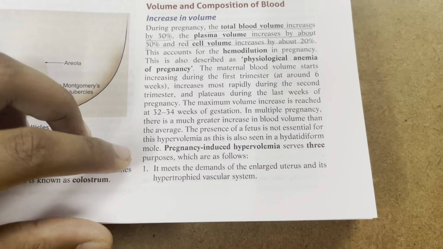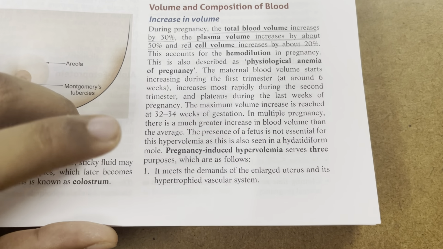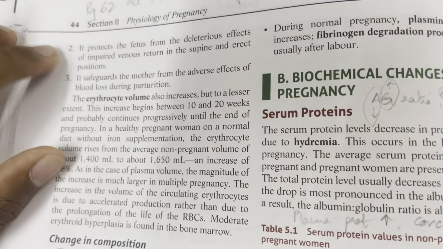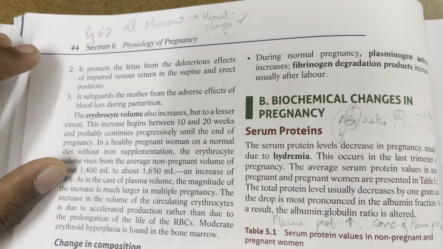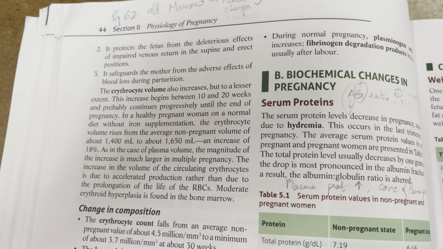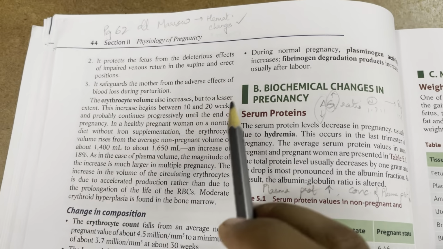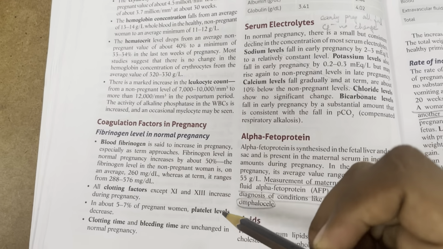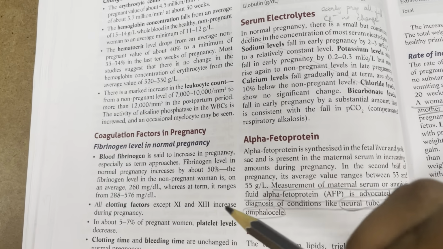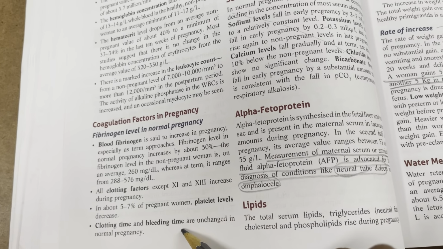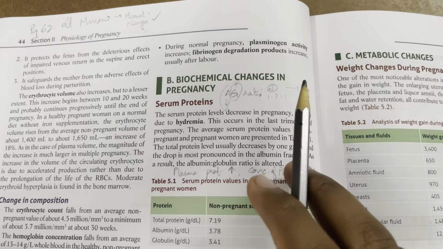Okay. So again, pregnancy-induced hypervolemia meets the demands of the enlarged uterus, and also it protects the fetus from the impaired venous return effects and all that, and it also safeguards the mother from adverse effects of blood loss during delivery. Okay, all of this, the changes we've discussed in blood: except factors 11 and 13, all the other clotting factors will increase. Clotting time and bleeding time are unchanged in normal pregnancy.